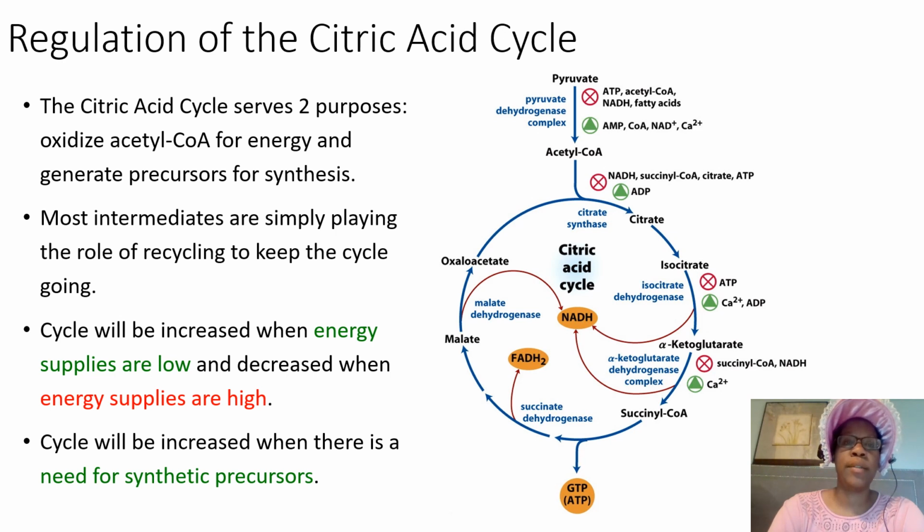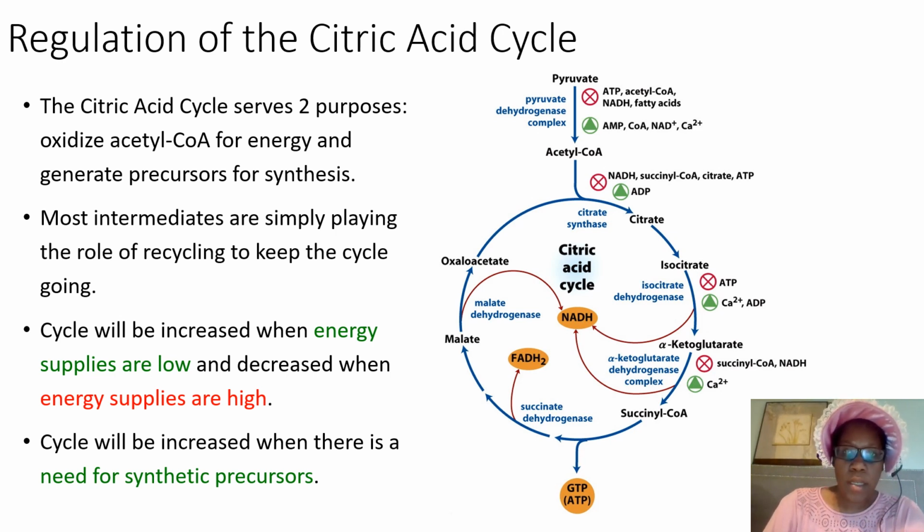One, we know, is to oxidize acetyl-CoA for energy. When we need energy, we can take the pyruvate or energy from our carbs and our fats in order to get more energy through the citric acid cycle. But also it's used to generate precursors for synthesis like amino acids. Most intermediates are just playing the role of recycling to keep the cycle going. But we can have modulators that increase the enzymes in the citric acid cycle, or inhibitors that decrease the rate of the enzymes in the citric acid cycle. When our energy supplies are low, we will use modulators. When our energy supplies are high, there are things that inhibit the enzymes of the citric acid cycle.